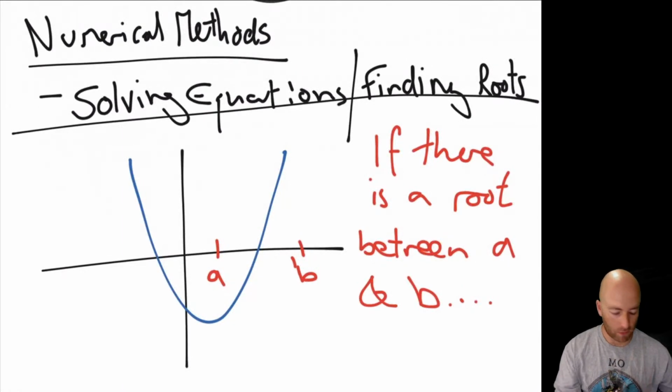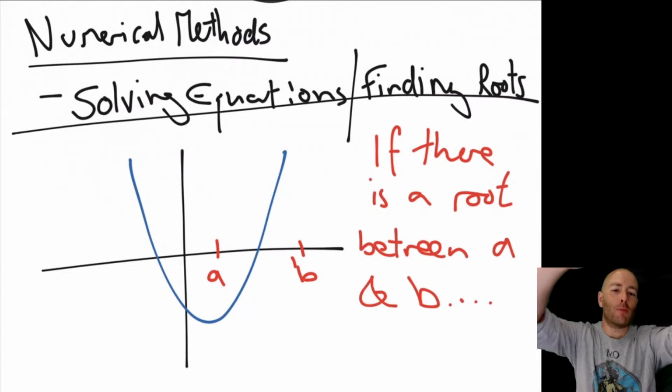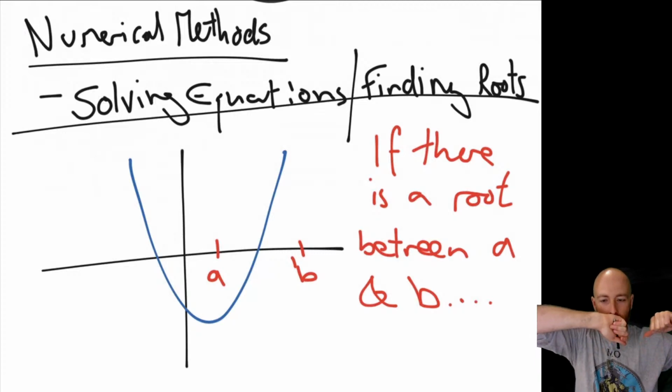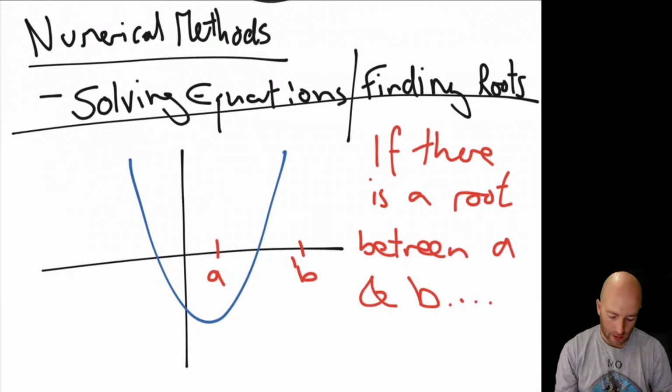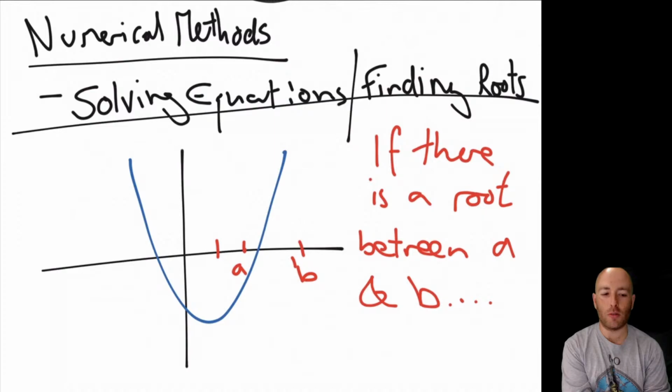Cool. Anybody? I don't think anyone's replied. Any ideas, guys? If there's a root between A and B, what must be true? I'll wait 10 more seconds. Any ideas? A plus B over true? No. Because I could move A here. I could move A, keep B where it is. I can move A there. And the thing I'm looking for will still be true if I move A. So nice idea, Lucy, but no.